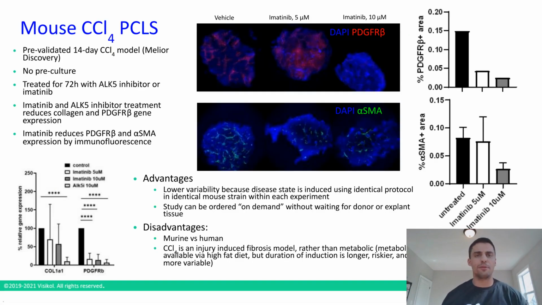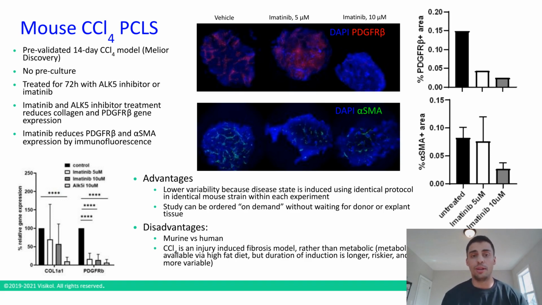To look at the mouse study, we usually use mouse CCL4 models. So we're acquiring the tissue, we're generating the slices, we're keeping it in culture. And the CCL4 model is from a partner company of ours called Melior Discovery in Pennsylvania. We don't have pre-culture. We treat for 72 hours with an alk5 inhibitor.